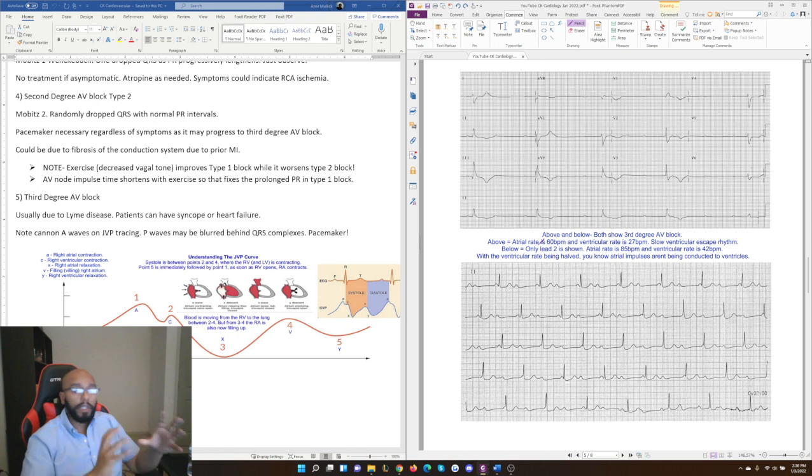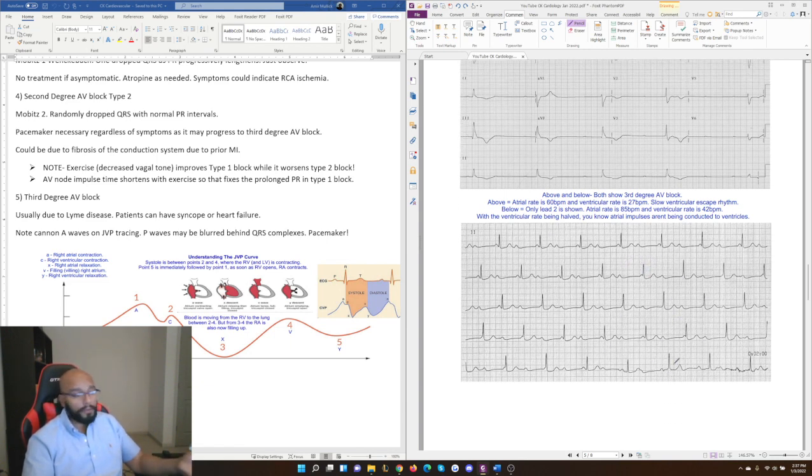Right? So that means that there's atrioventricular dissociation. Only every other time the atria contracts, the signal actually reaches the ventricle. Ventricular rate is half, so atrial impulses are not being conducted to ventricles. Right? Again, all you have to do is give a pacemaker.